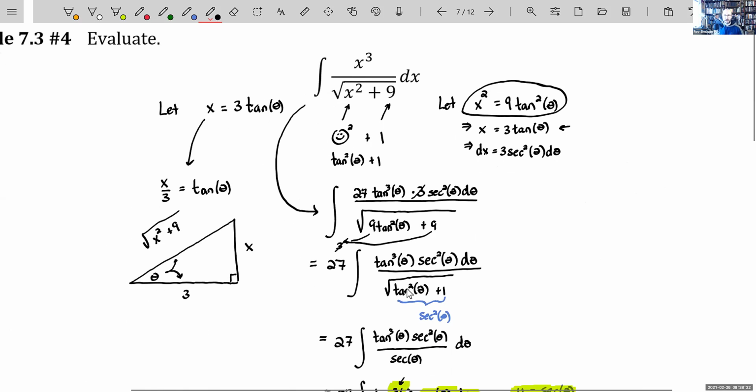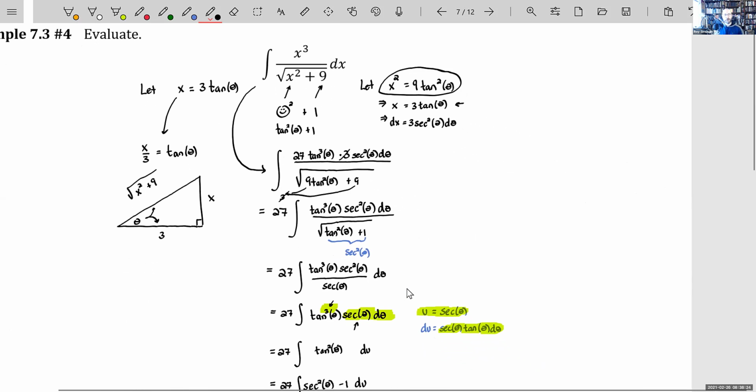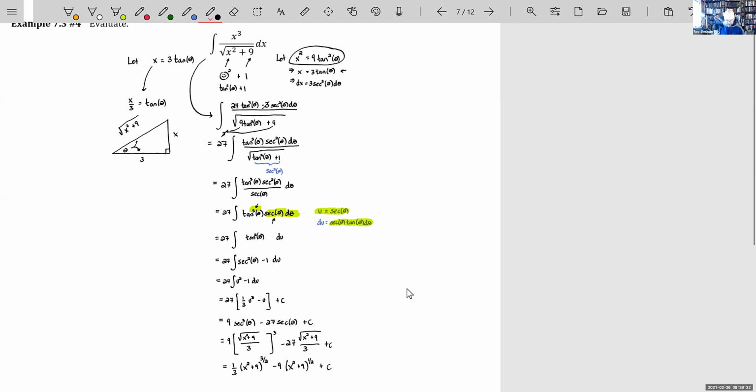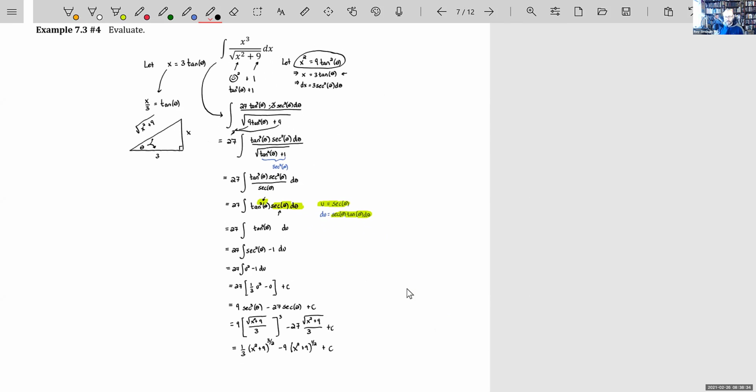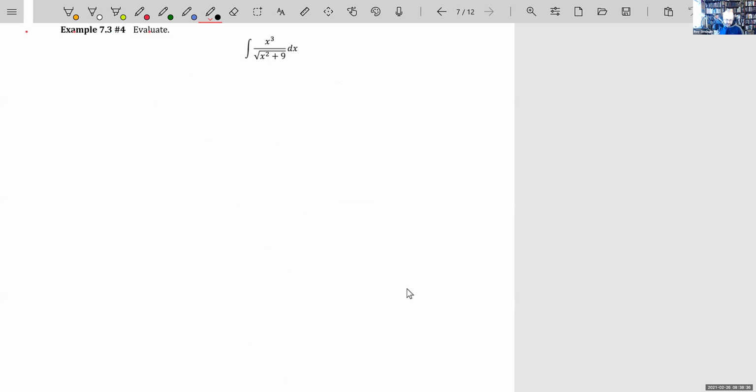I'll leave it to you to try this as a u sub. I think it will work. It will work, actually. It will totally work. And it's actually a much easier problem as a u sub. Much, much easier now that I'm thinking about it. But let's go ahead and try yet another example.